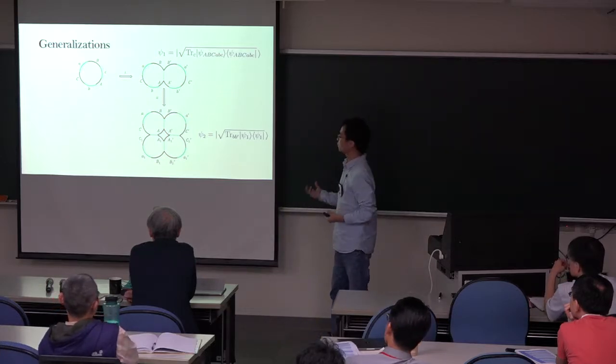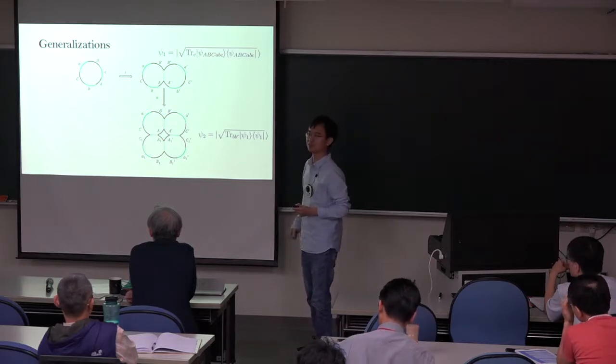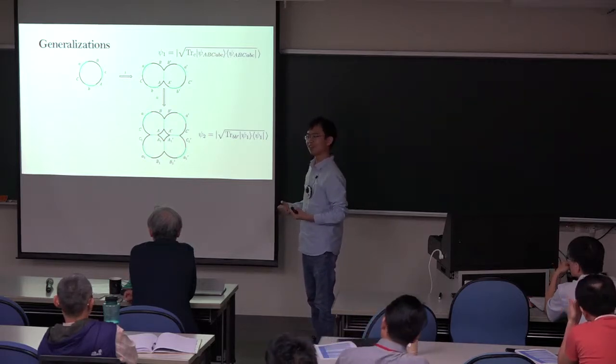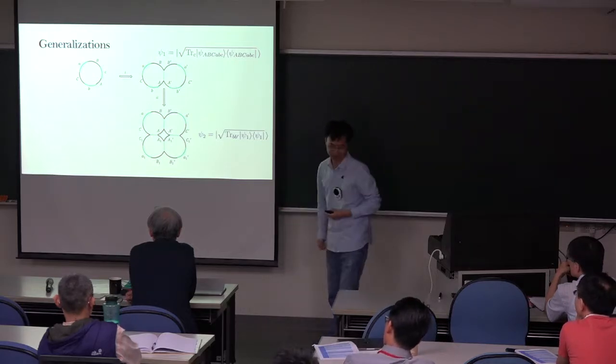So the logic here is that for any pure state, you can trace out some part of it, then you always get a mixed state. For any given mixed state, you can do the canonical purification in the standard way.